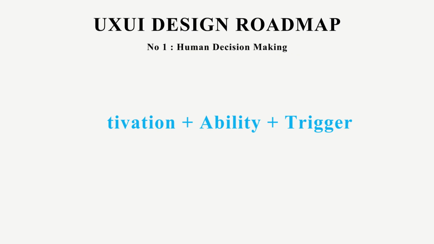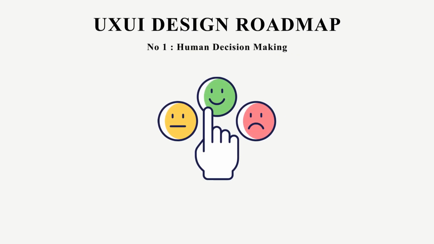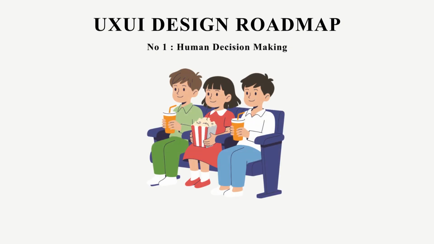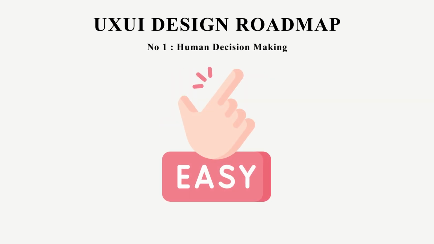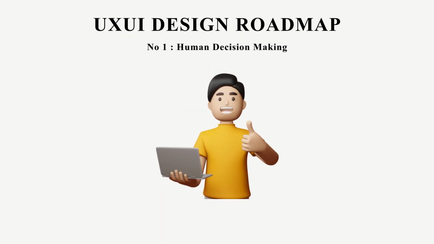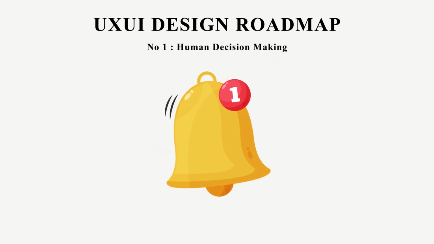First, motivation. This is the reason why a user wants to do something. For example, a user wants entertainment, someone wants to communicate with friends, and someone wants to order food quickly. Second, ability. The action must be easy enough to perform. If the product is complicated, users will simply leave. Third, trigger. A trigger reminds or pushes the user to take action.